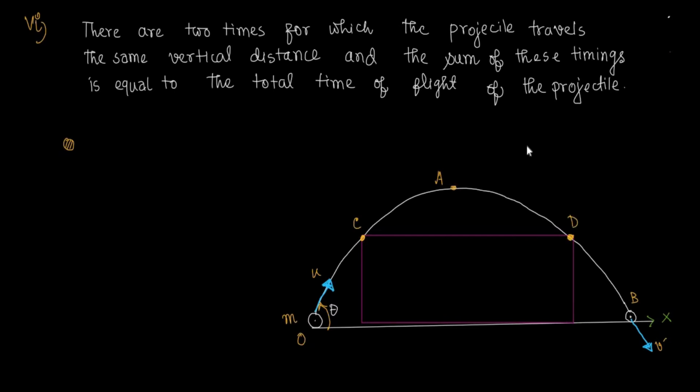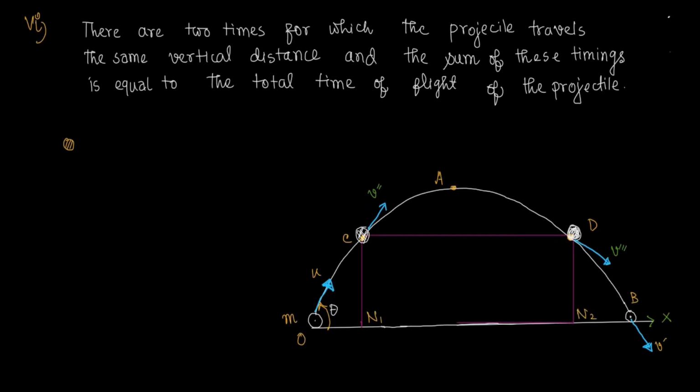And at the points C and D, the projectile will have the same vertical displacement. When the projectile is at the point C, it has the tangential velocity v double prime, and when the projectile is at the point D, it will have the tangential velocity v triple prime. At the points C and D, the projectile travels the same vertical distance, that is, the instantaneous height at C and D will be the same.